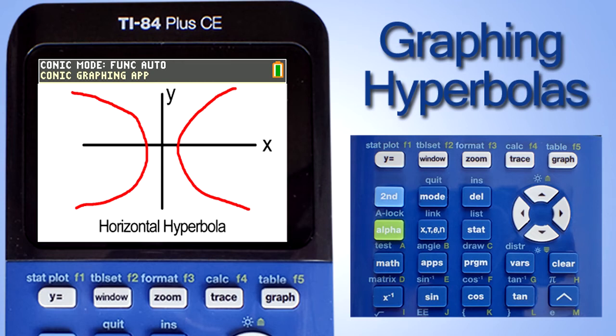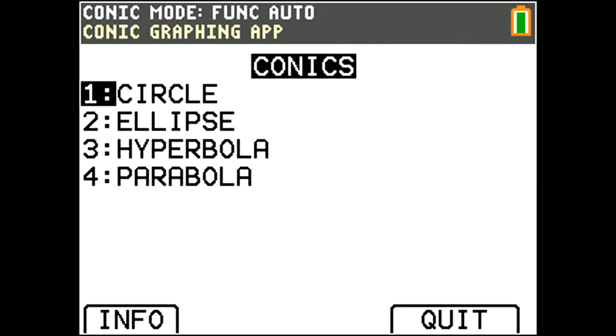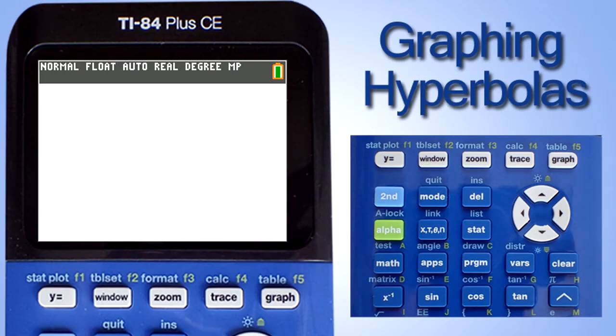Hi, this is Rob. I'm going to show you how to graph a hyperbola on the TI-84 Plus CE graphing calculator. To graph a hyperbola on the TI-84 Plus CE, we are going to use the Conics app that is built into the calculator.